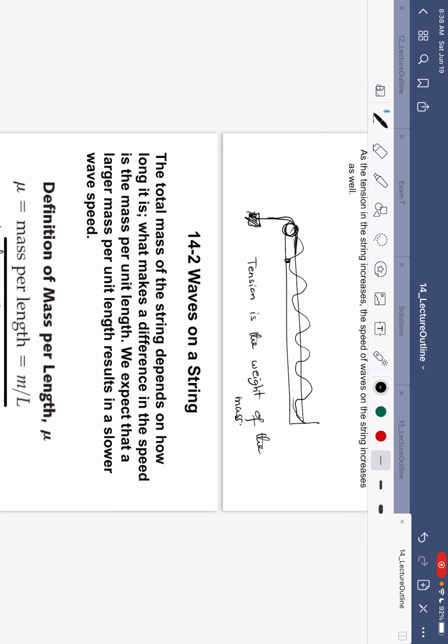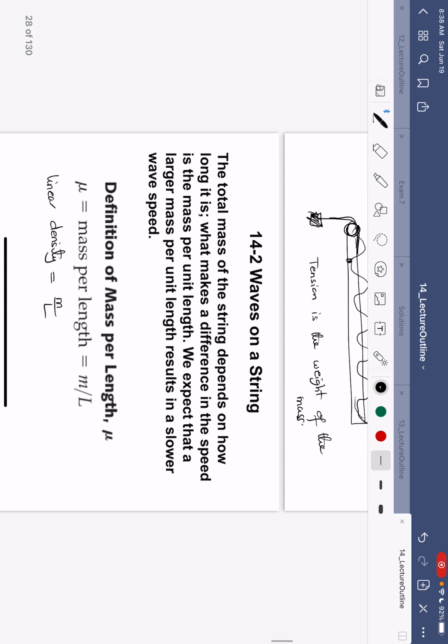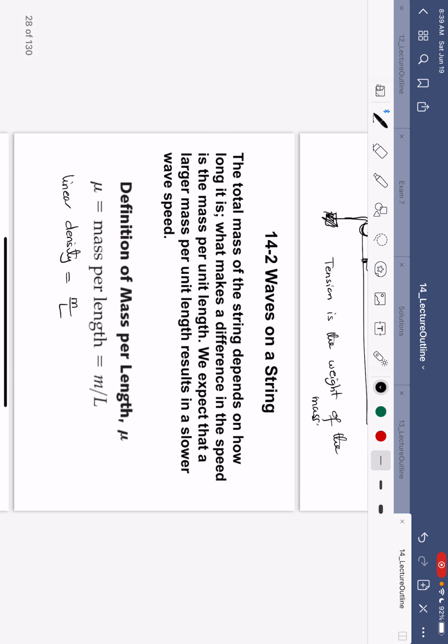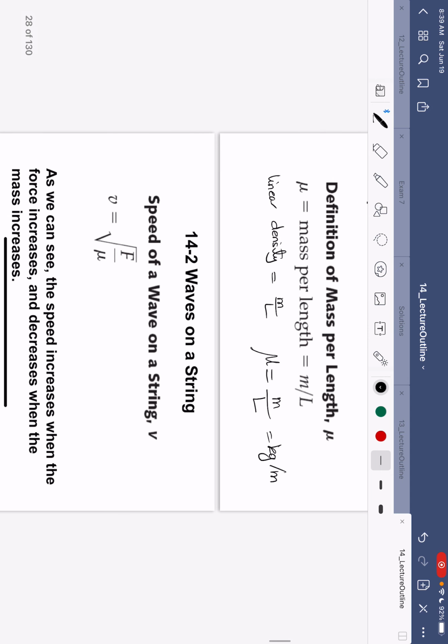Now, the total mass of the string depends on how long it is. And it's easier for us to represent the mass by having mass per unit length. Then it is mass divided by length. Sometimes we call it linear density. I want you to be open to both. Either you're going to say mass per unit length, or you're going to say linear density; its unit is kilogram per meter. Then I'm looking at 1 meter, what's the mass of 1 meter?